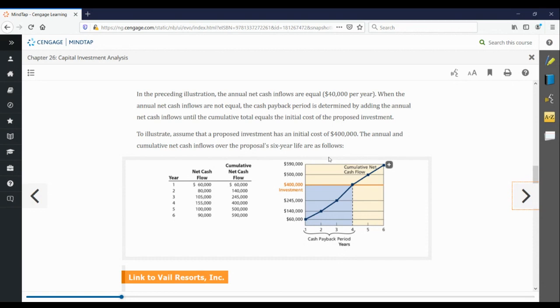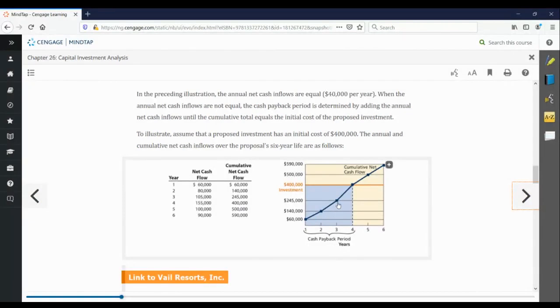What this graph does is it just shows it to you visually as to what happened. In the first year, our cash flow was $60,000. In the second year, we added $80,000 to that for a total of $140,000, which would not recover the cost of the asset yet.